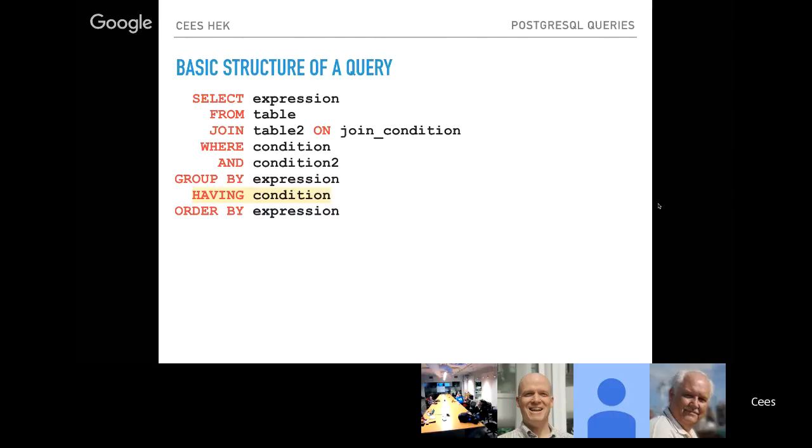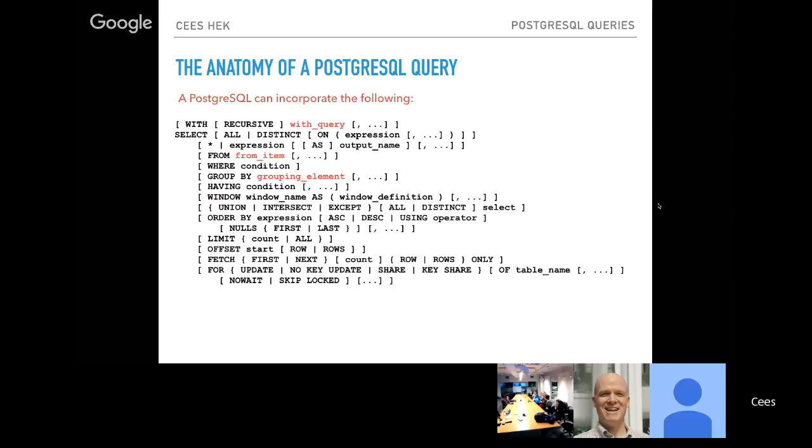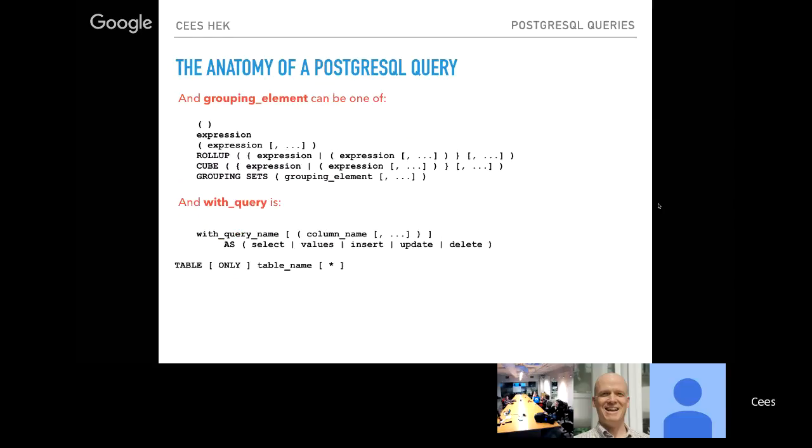If you're used to using something like DBX class, that's pretty much the limit of what you do if you use that system to get your data out. But Postgres can do a lot more than that. It has a lot of stuff that it can do. So this is sort of the basis of a select statement in Postgres, where the with query or the from item can be any of these things. The grouping element can be that, and the with query can be that. And there's more to it than that as well. That's just sort of the basis of what Postgres can do in a select statement. So there's a lot there that a lot of people are not using.